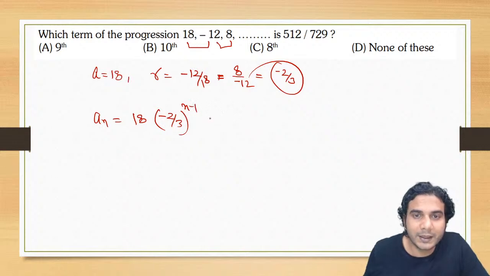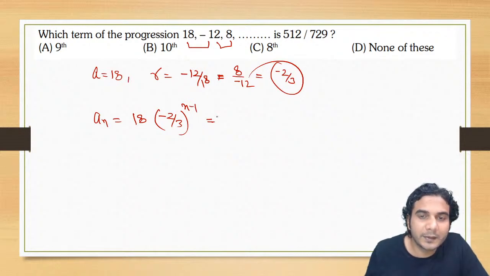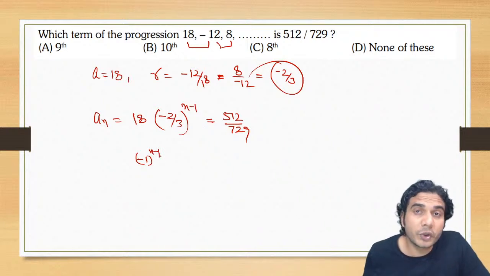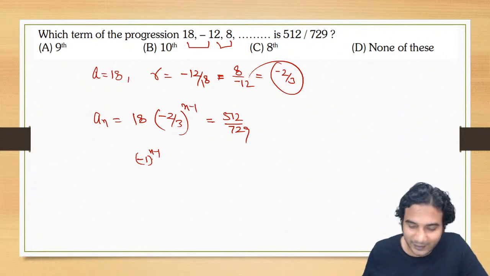All right, so that should be equal to 512 upon 729. So one thing is for sure. Write this in terms of minus 1 raised to n minus 1, write it separately. And n minus 1 should be even. That means n must be odd. So by that you can eliminate.